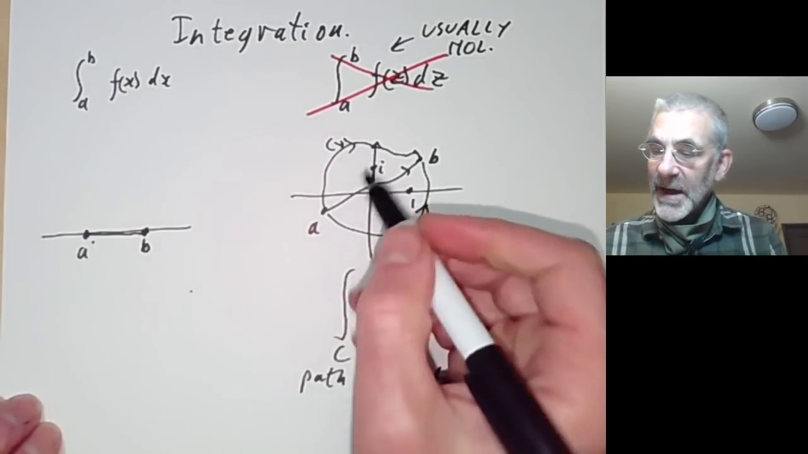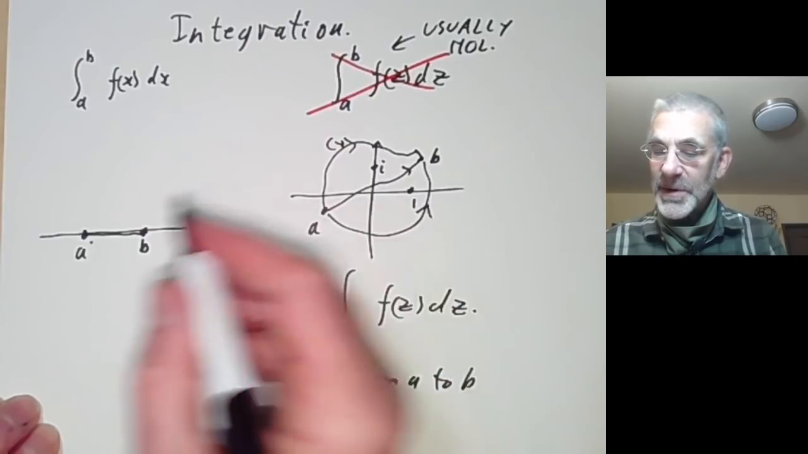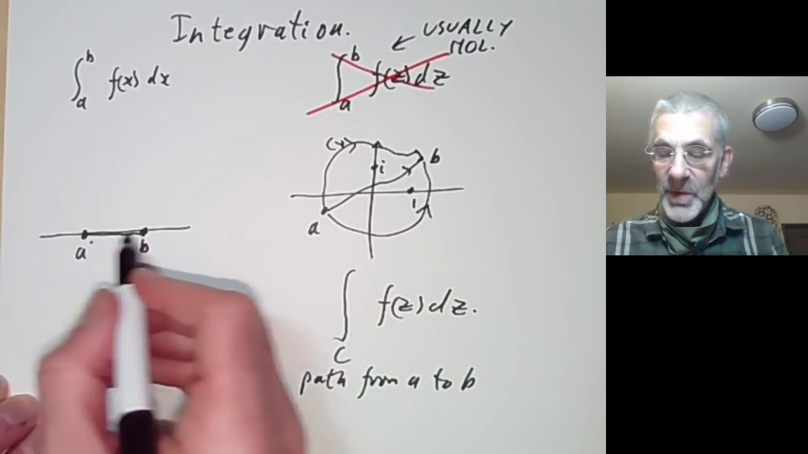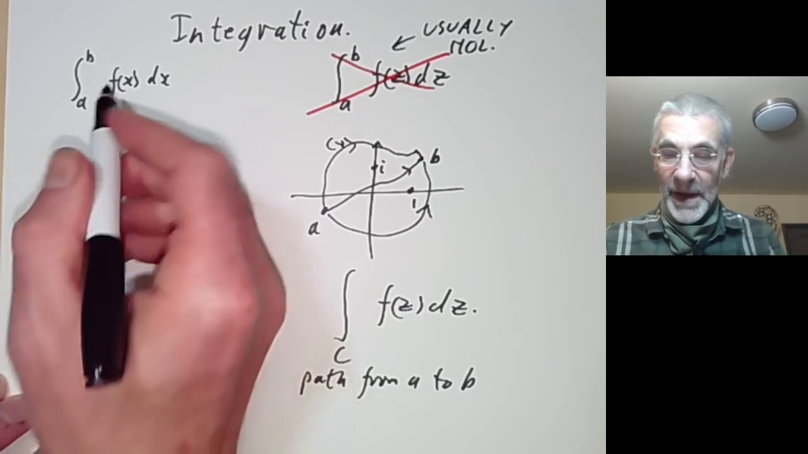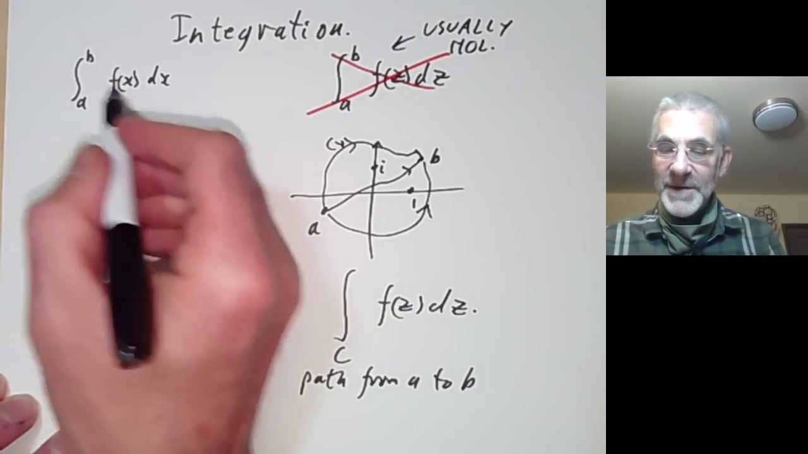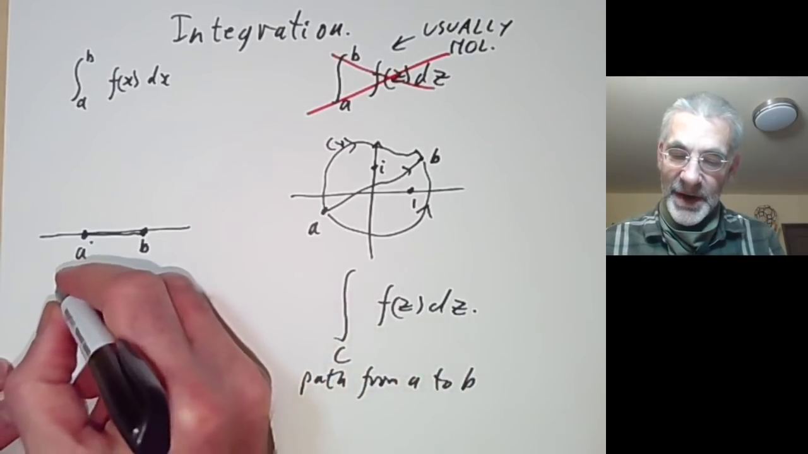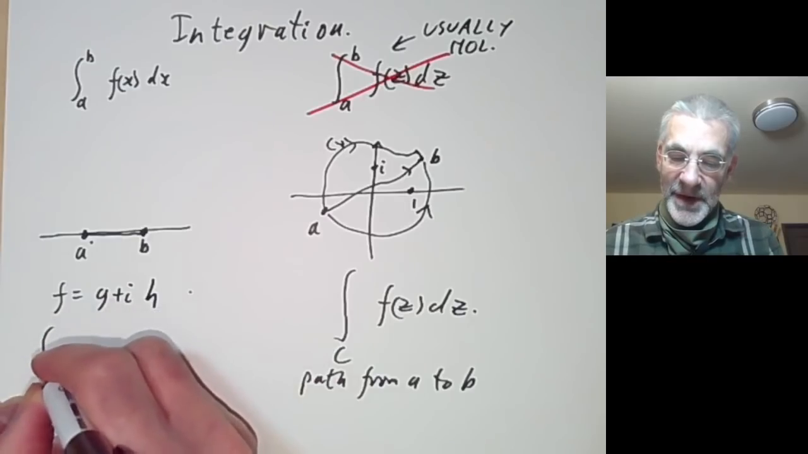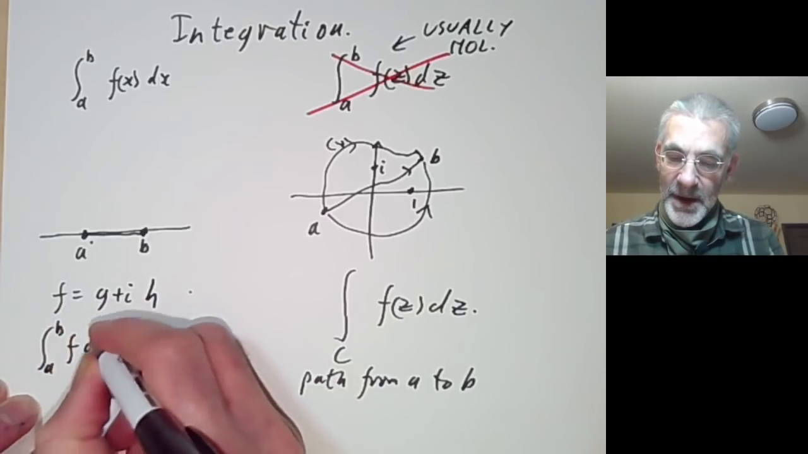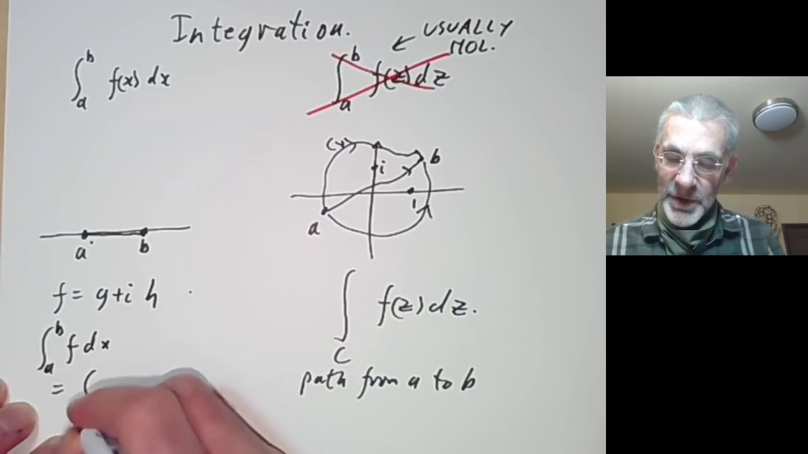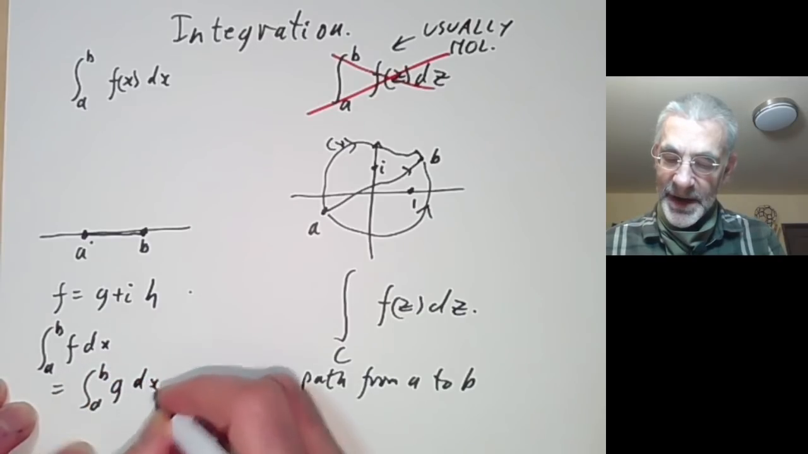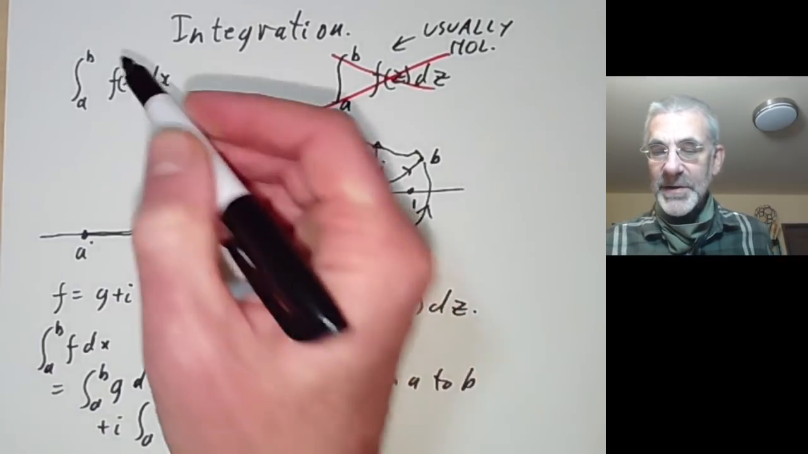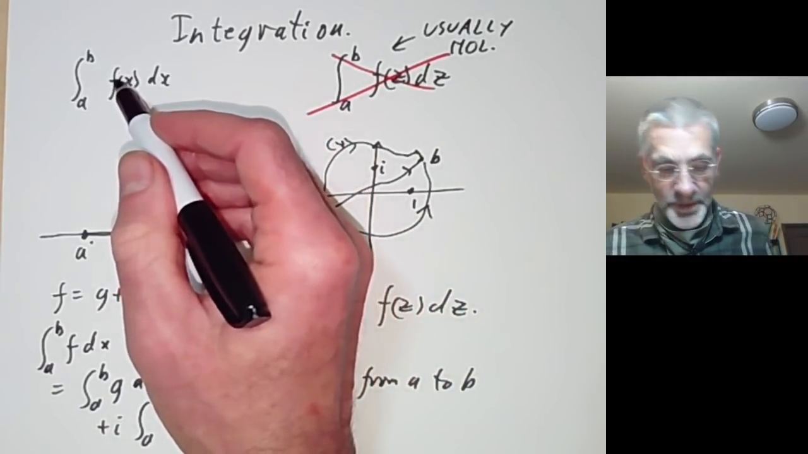There's one easy case when we can do this complex integral, which is when a and b are real numbers and the path goes along the real axis. And then all we need to do is to write f as a sum of real and imaginary parts. So we write f is equal to g plus i times h. And rather obviously we define the integral from a to b of f dx to be the integral from a to b of g dx plus i times the integral from a to b of h dx. So we can just make it complex linear.